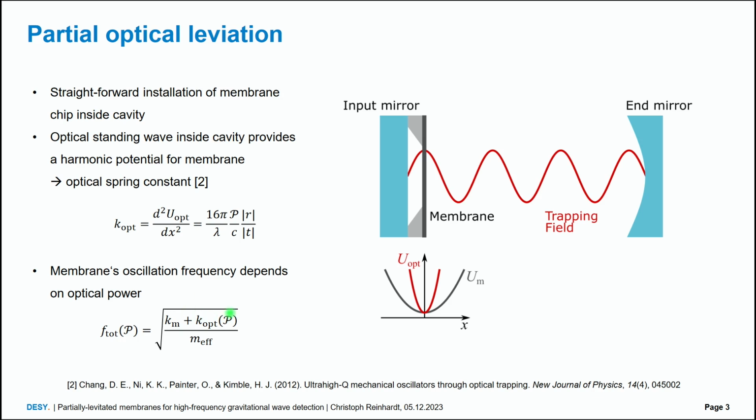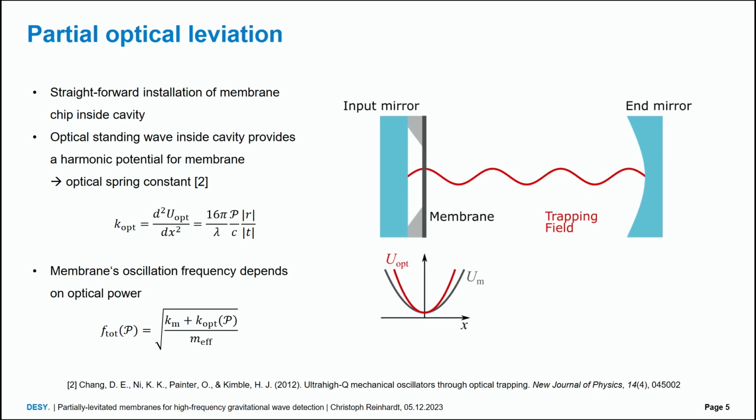And here we can tune the resonance frequency with this optical power. Basically, you adjust the power, and you change the slope of this potential, which changes the resonance frequency.